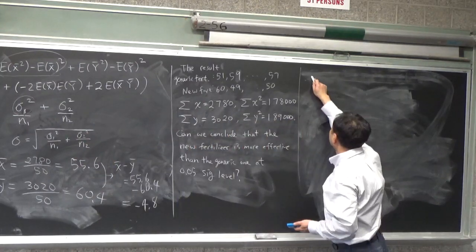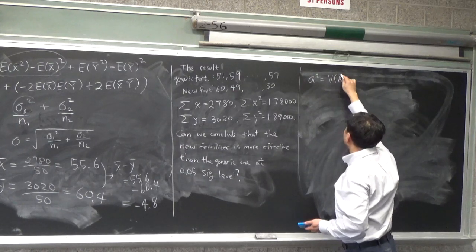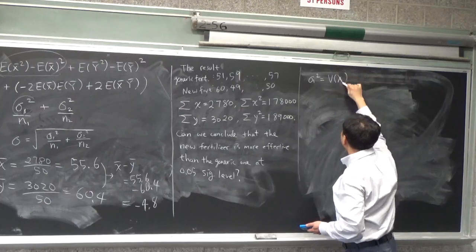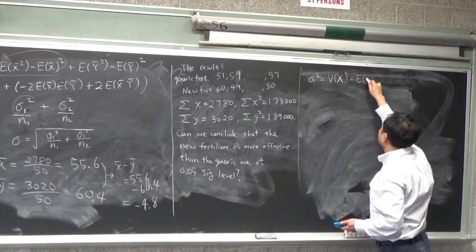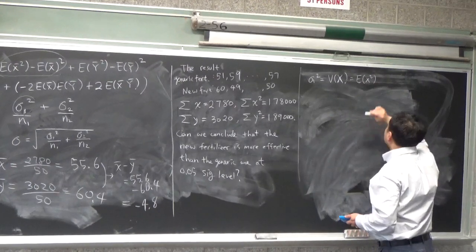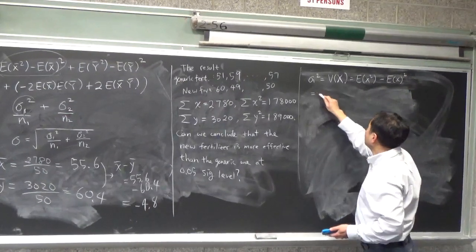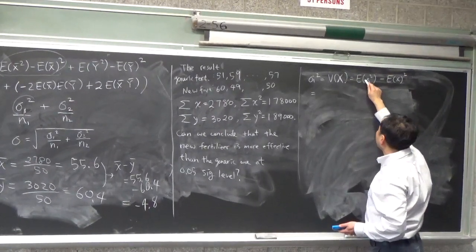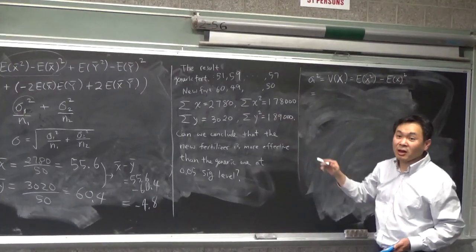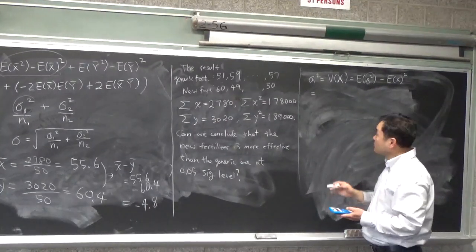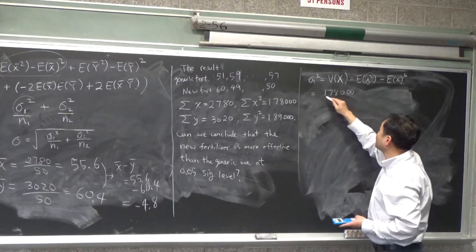Okay, so what is sigma 1 squared? Sigma 1 squared is the variance of the x itself. It's not x bar. It's the variance of x, and therefore this is E of x squared minus E of x, squared. And what is E of x squared? That means it's the average of the x squared values. We have the sum of x squared values here, right? So how do we get the average? 178,000 divided by 50, right?